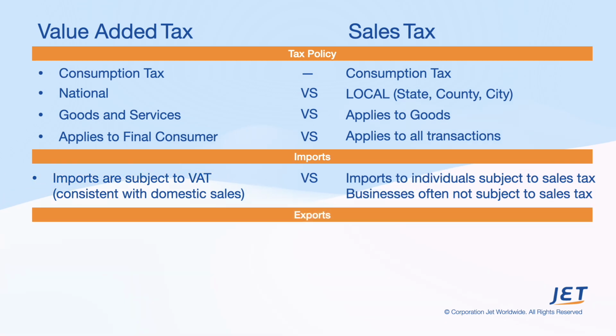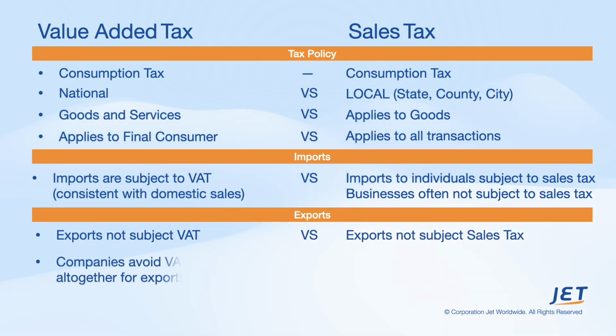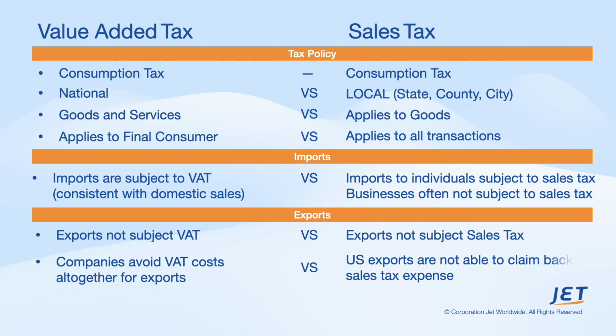For exports, neither sales tax nor value-added tax are charged. For exports from countries with VAT, that means that VAT has been avoided across all phases of production. But for U.S. exports, they're not able to claim back sales tax paid on the goods that they put together in the United States and are exporting. Even if they don't charge sales tax for the final export, they've paid sales tax in the production process.